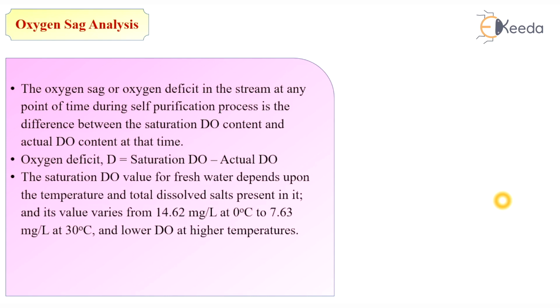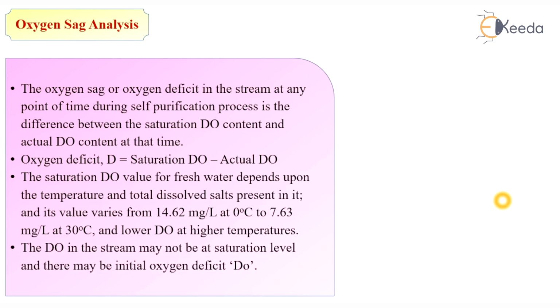Let me explain. The saturation DO value for fresh water depends upon the temperature and total dissolved salts present in it, and its value varies from 14.62 milligram per liter at 0 degree centigrade to 7.63 milligram per liter at 30 degree centigrade. So lower dissolved oxygen at higher temperature. The dissolved oxygen in the stream may not be at saturation level and there may be an initial oxygen deficit, D0.